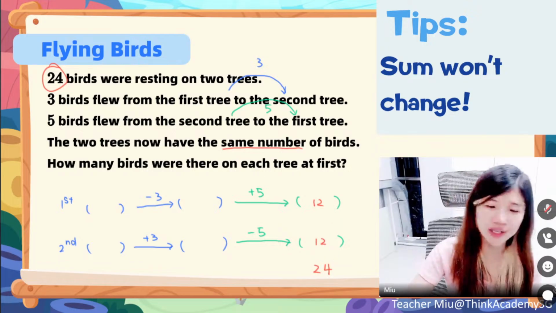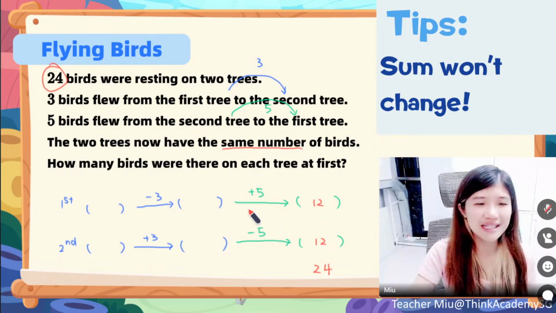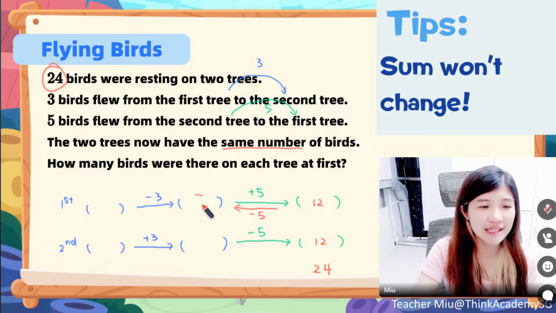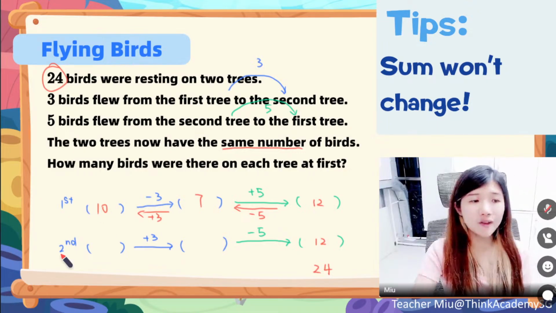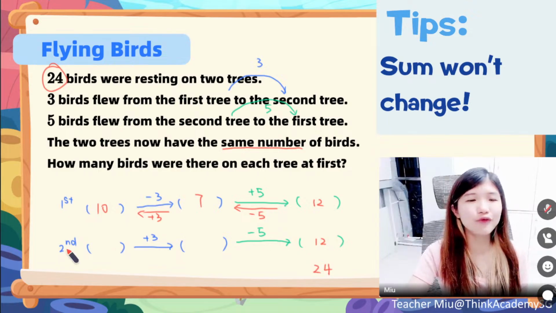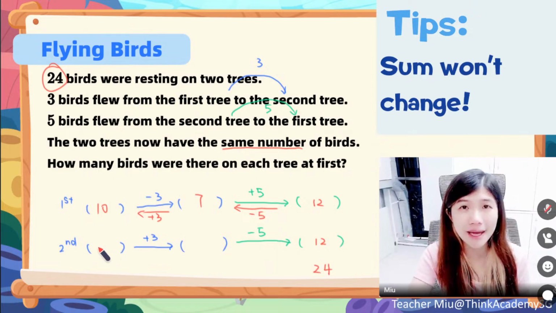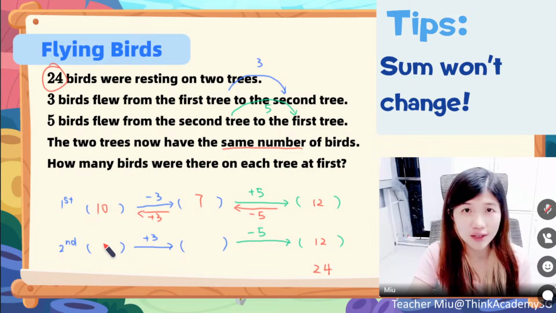Now we can go backwards. When we go backwards, for here, you're supposed to take away 5 to get 7. And for here, you should add 3 to get to 10. What about the second tree? Do you need to finish this train diagram to find out how many birds there are on the second tree at first?